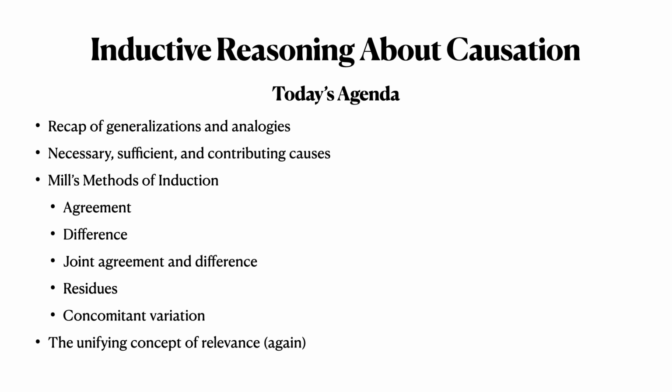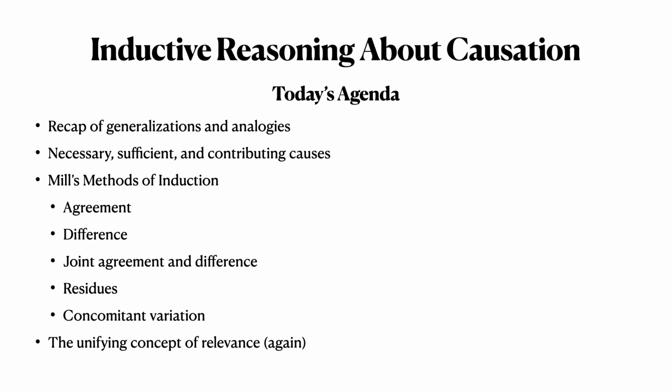As usual, we'll begin with a recap, and in this case, we're recapping what we've learned about other kinds of inductive reasoning, generalizations and analogies. We're going to do that not because we're continuing with those topics, but precisely because we're not. We're moving on, and we can learn something about where we're headed by contrasting it with where we've been.